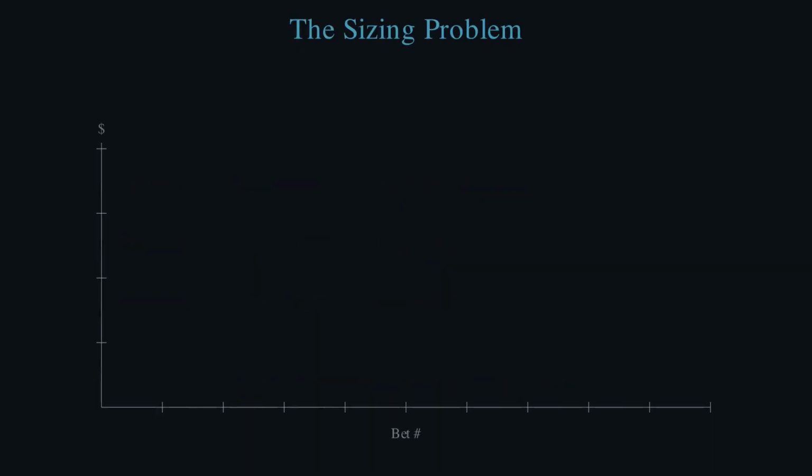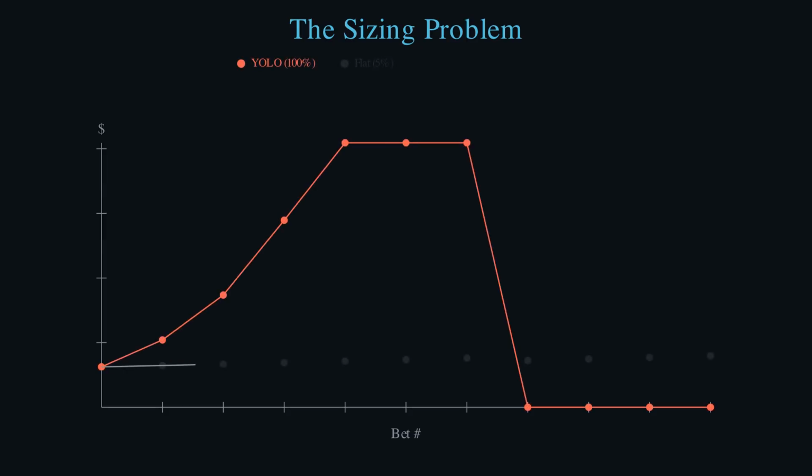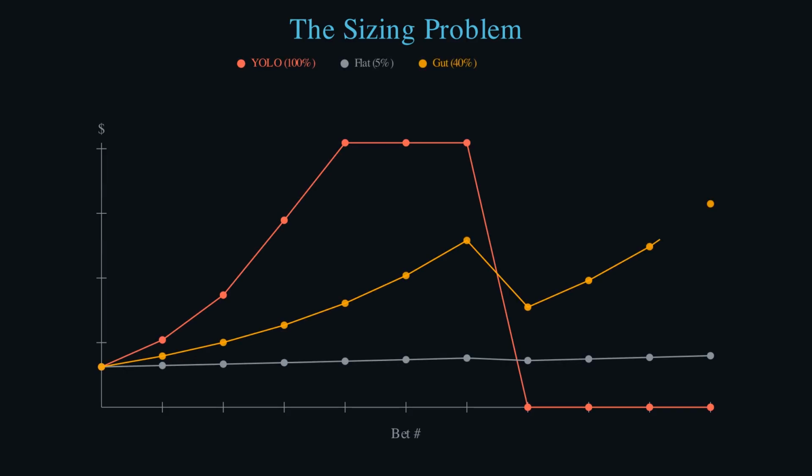3 traders take the same 10 bets. The YOLO trader bets 100%. The flat trader bets 5%. The gut feel trader bets 40%. Watch the YOLO line crash to 0 on the first loss. One bad bet and it is over. The flat trader barely moves, but there is one path that maximizes long-run growth.